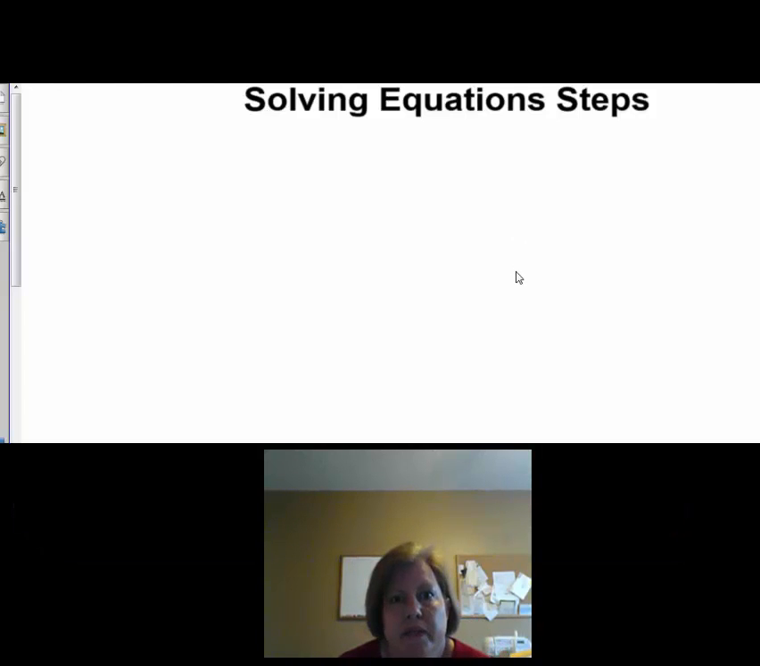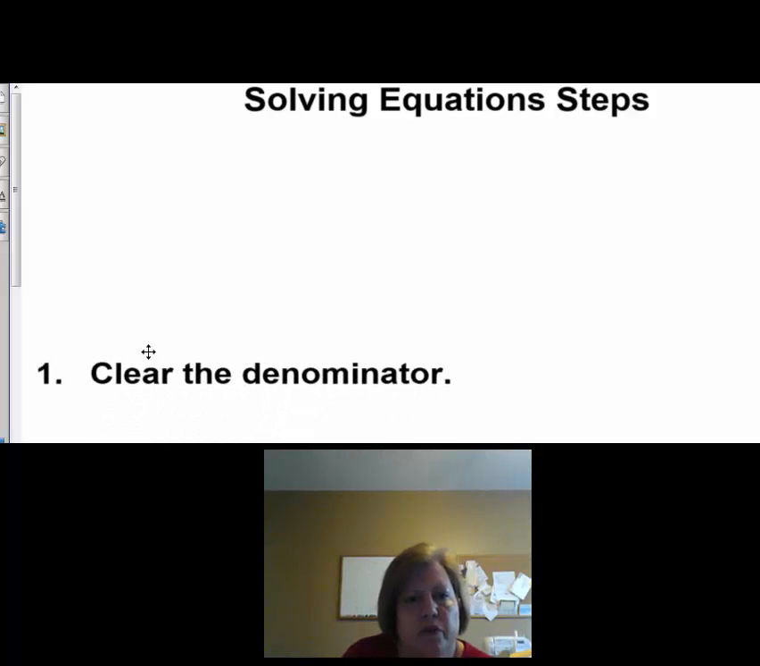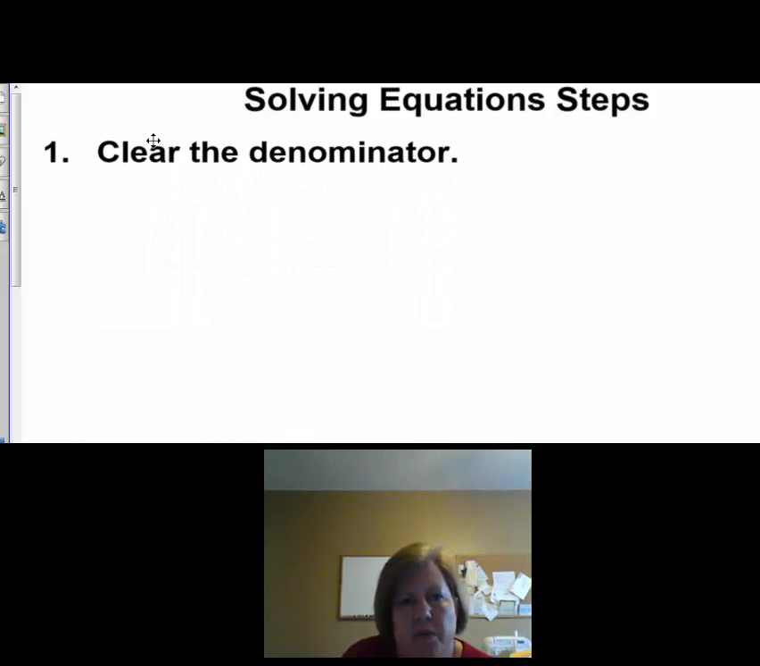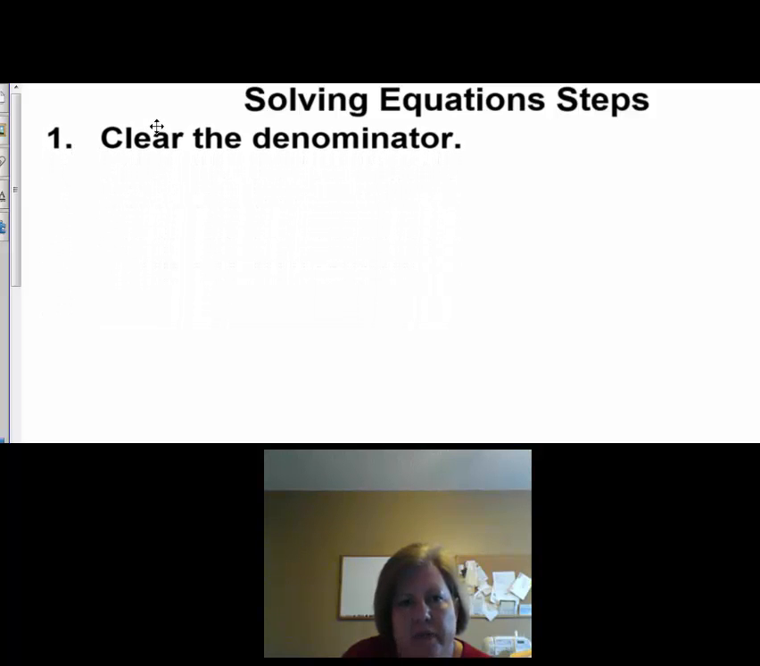Okay, so solving equations occurs in 6 steps or so. The first thing I want you to do when you're looking at solving an equation is look at each side of the equation and see if you have any fractions. If you have any fractions, then I want you to clear the denominator. That means you're going to multiply every term in the equation by the common denominator.